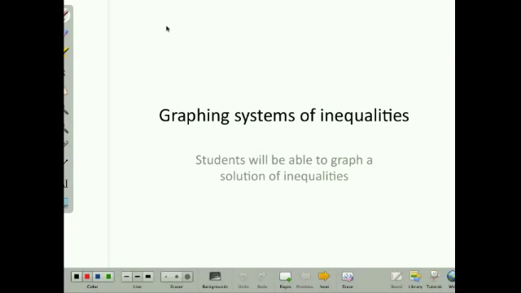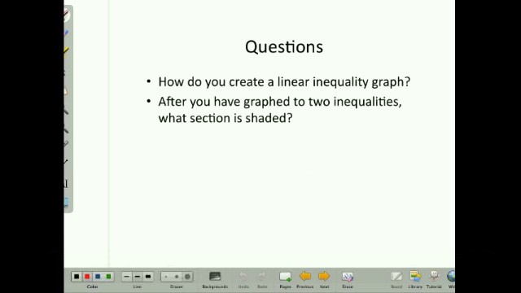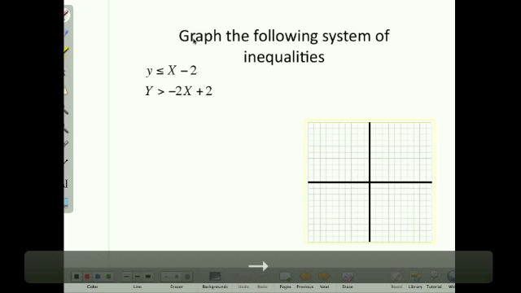In this presentation, we're going to look at how to graph a system of inequalities. Some questions that you're going to need to answer: How do you create a linear inequality graph? And after you've graphed the two inequalities, what section is shaded?